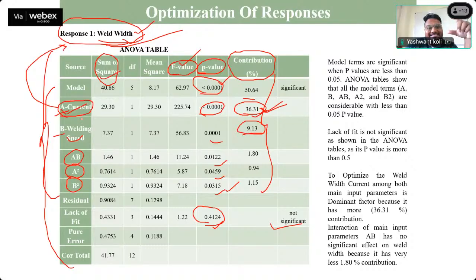So with a slight change in current value, suppose 1 or 2 amperes of current is changed, the weld width will change very drastically. So this is the dominant factor. But if we change welding speed by small values, weld width may not change that much, because current is dominating this. That's how we can calculate all the other responses.